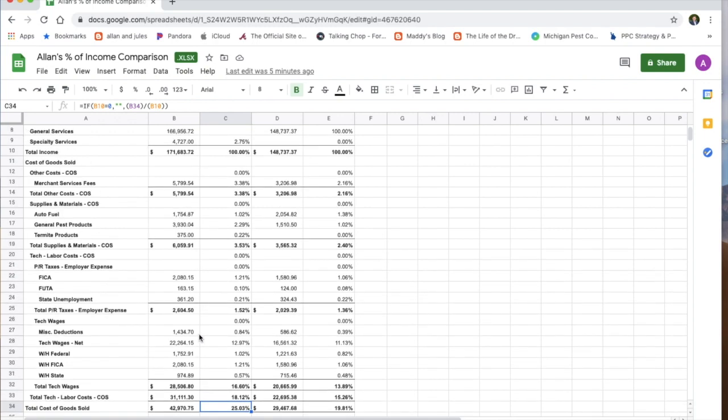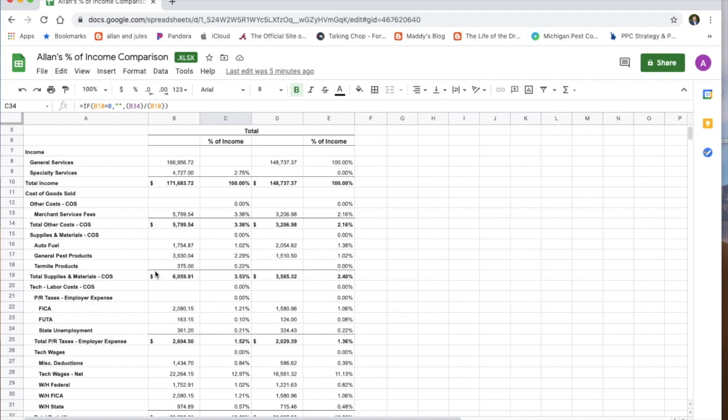So here are some of the items that this company includes in its cost of goods sold. Okay, it has merchant service fees. It has auto fuel. It has general pest products, termite products. This is the cost of labor, and this is technician labor, right? This isn't office staff. This isn't salary managers, stuff like that.